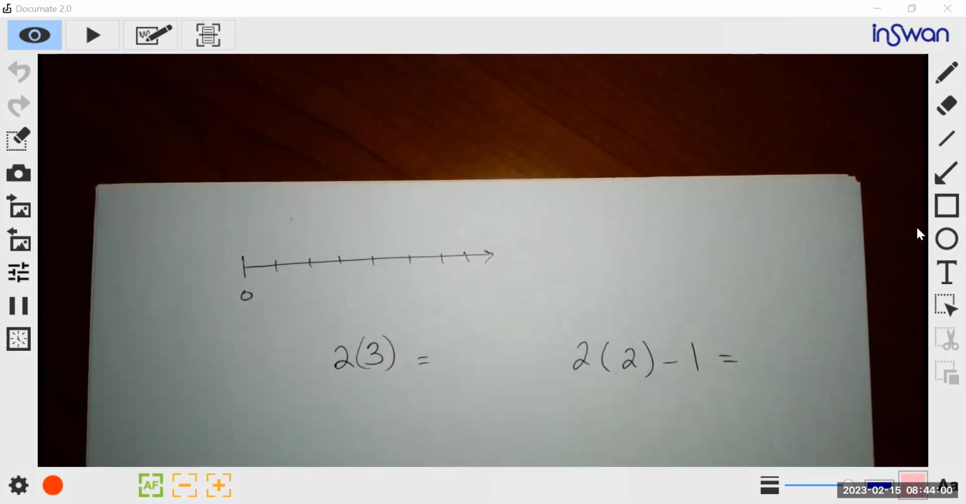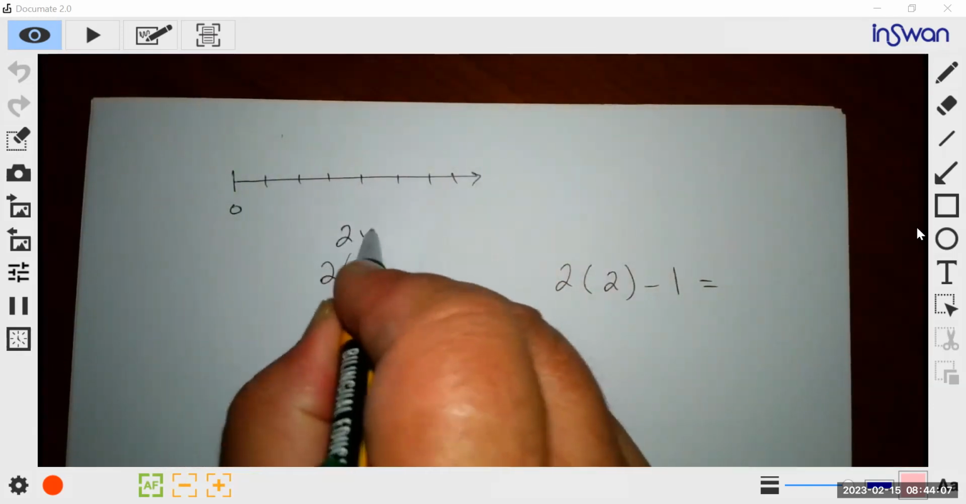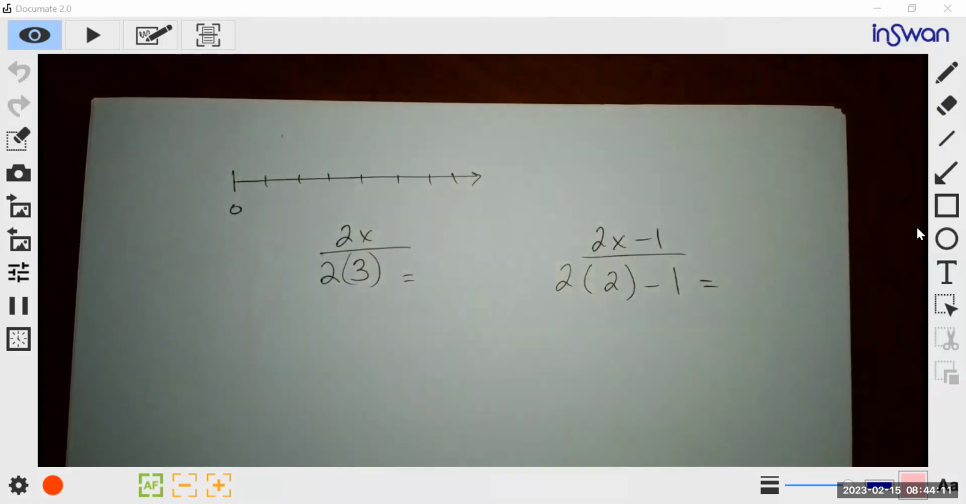Let's look at those two properties, or two examples. We're looking at 2x and 2x minus 1. We're looking at those two examples using a number line.